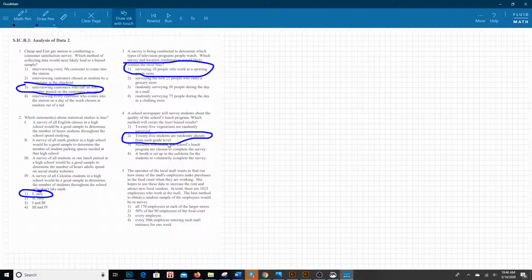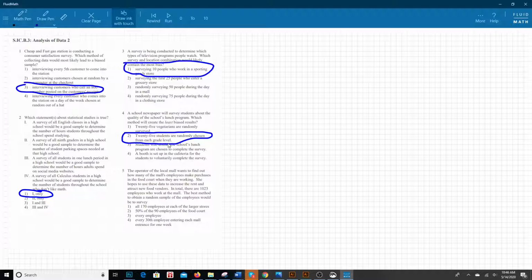The operator of the local mall wants to find out how many of the mall's employees make purchases in the food court when they are working. She hopes to use these data to increase the rent and attract new food vendors. In total, there are 1,023 employees who work at the mall. The best method to obtain a random sample of the employees would be to survey what?